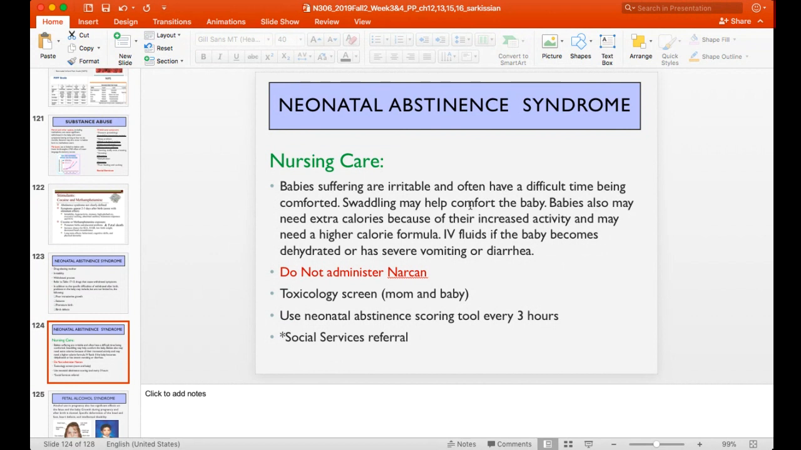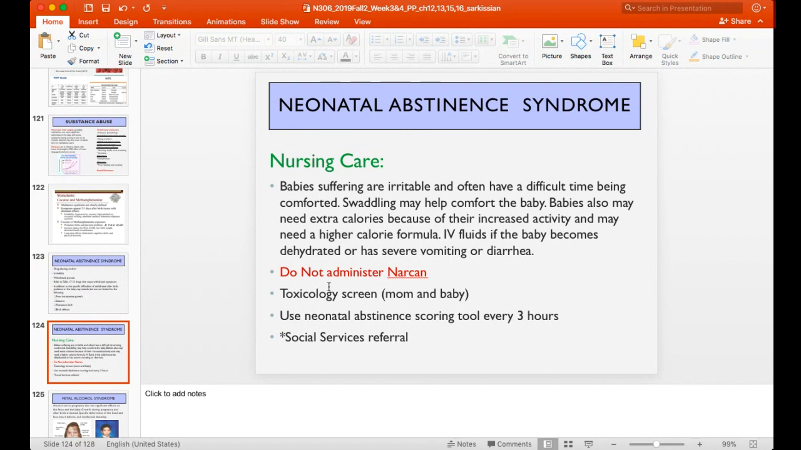Babies may need extra calories because of their increased activity, right? All the extra muscle and the tremoring and the tone and the rigidity is going to have them using up energy. They may need a higher calorie formula, because they're not going to be good feeders, remember? They're going to vomit, they're going to have diarrhea. So they need whatever we can get in them to be of a higher calorie. IV fluids if the baby becomes dehydrated or has severe vomiting or diarrhea.